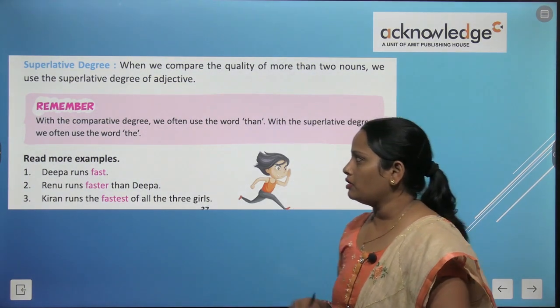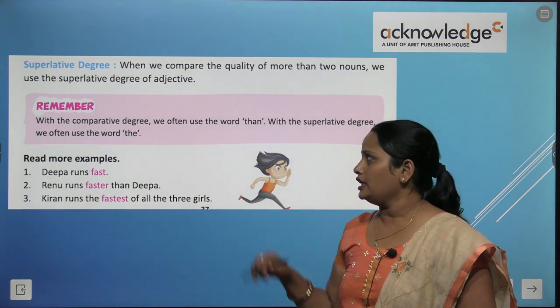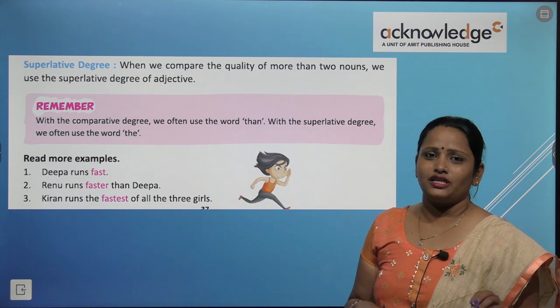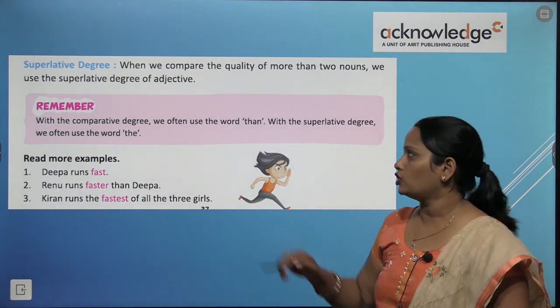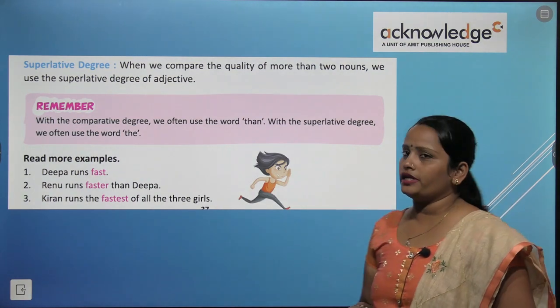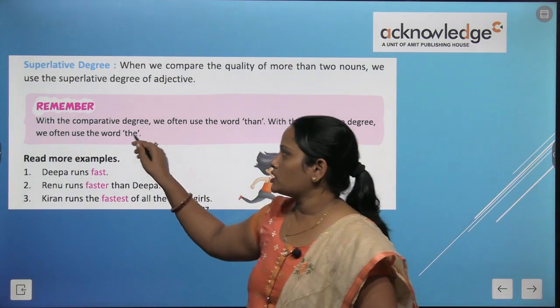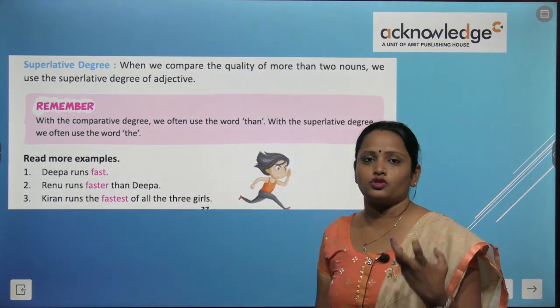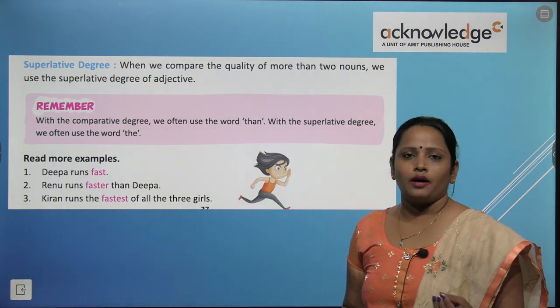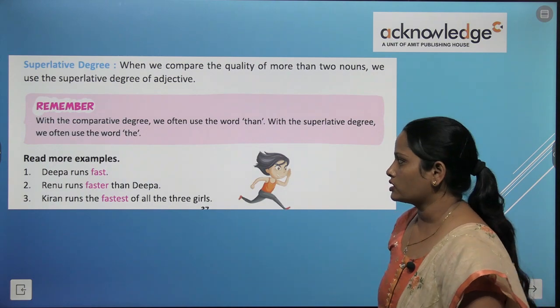Now we have to remember that with the comparative degree we often use the word than. So, जब भी हम comparative degree means जब हम दो के बीच में comparison करते हैं तो हम than word use करते हैं. And with the superlative degree we often use the word the. लेकिन जब हम superlative degree की बात करते हैं, जब हम third degree की बात करते हैं तो हम the word को use करते हैं.